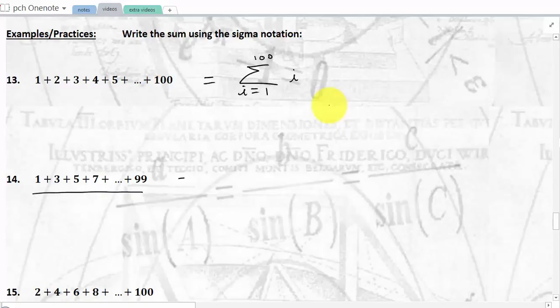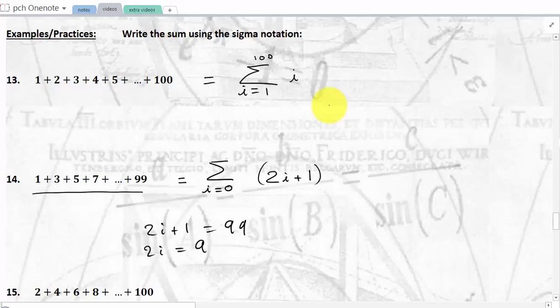Now you're adding all the odd terms between 1 and 100, right? So how do we write that? Well, an odd term is 2i plus 1. If i takes any value, this is going to be odd. So where are you starting? The first one has to be 1, so i has to be 0. And what's the last one? You want 2i plus 1 to be 99. That means 2i has to be 98, and so i has to be 49. So from i equals 0 to 49. That's it, and here you will have all the odd terms.